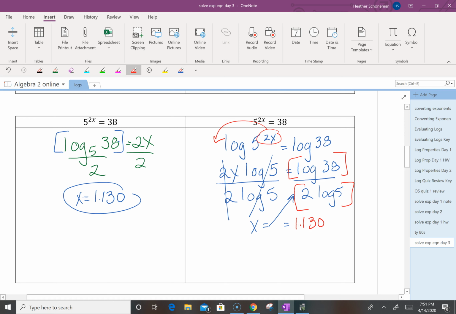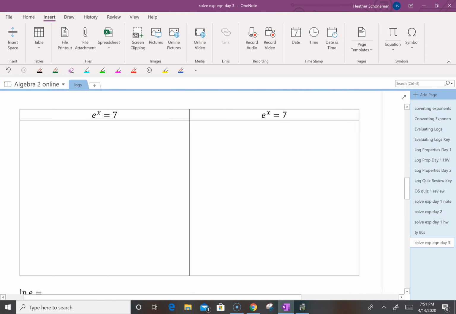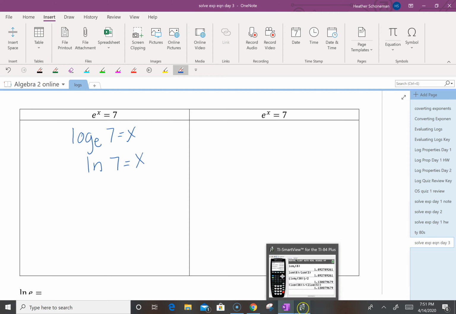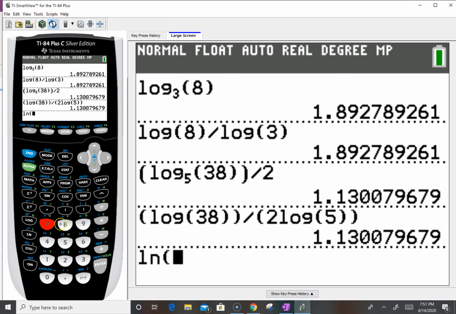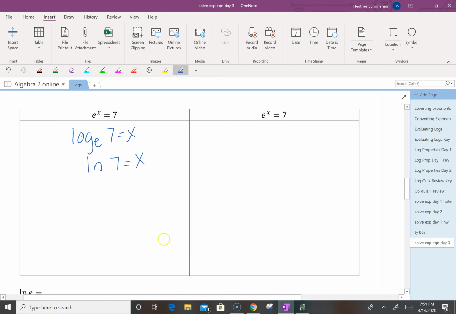1.130. Okay, now I want to do one with a natural log, so you can see that's the same as well, and then we're going to try a couple solving. Okay, so if this is e to the x, we would rewrite this as log base e of 7 equals x. But log base e is the natural log, so the natural log of 7 equals x. So in my calculator, the natural log of 7, 1.946.